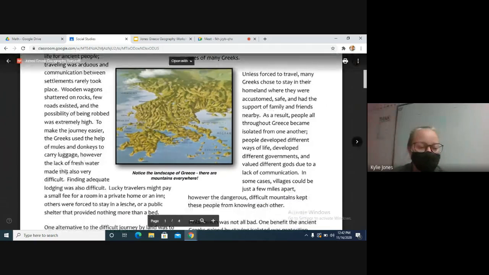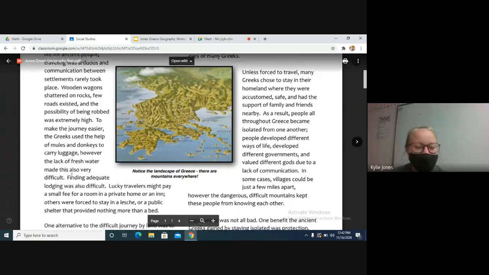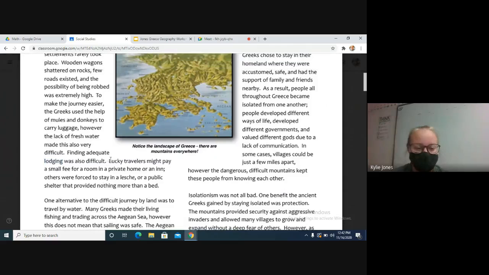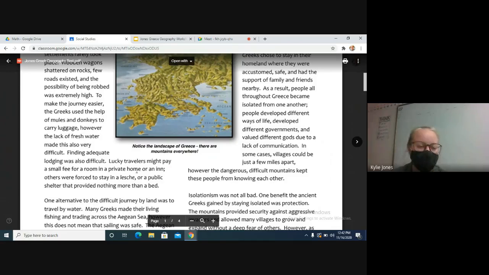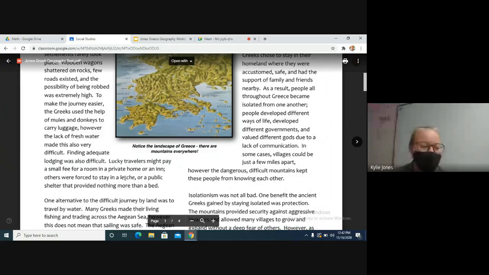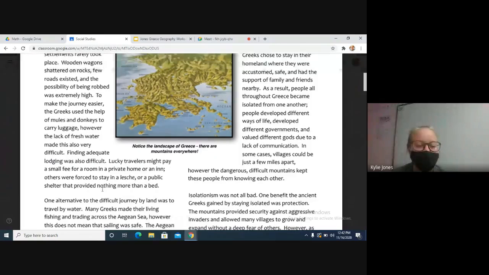However, the lack of fresh water made this very difficult. Finding adequate lodging was also difficult. What does lodging mean? Places to stay. Good. They didn't have hotels all over the place like we do now. Lucky travelers might pay a small fee for a room in a private home or an inn. Others were forced to stay in a liche, or a public shelter that provided nothing more than a bed.